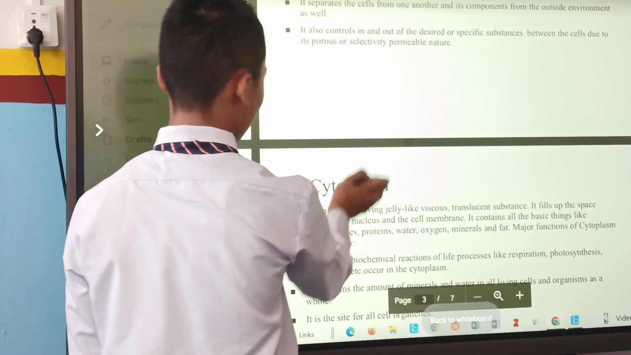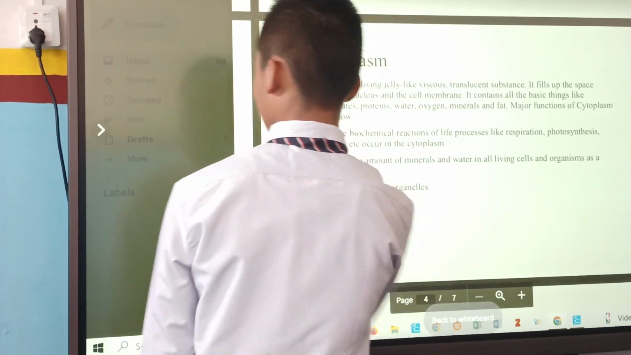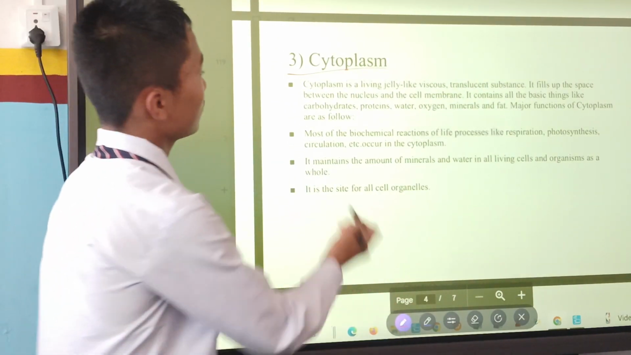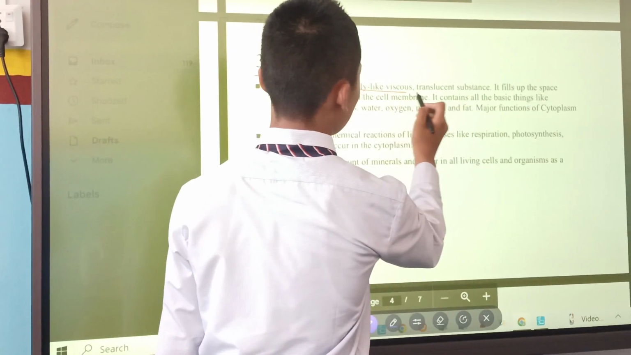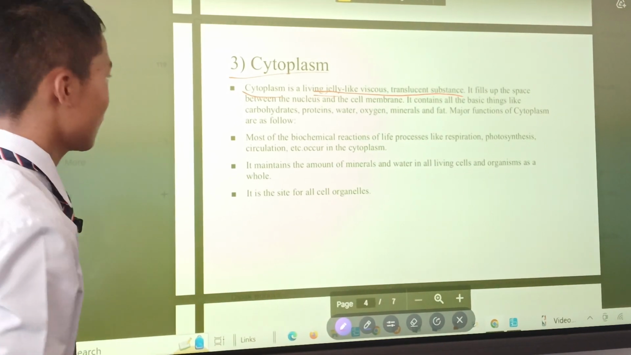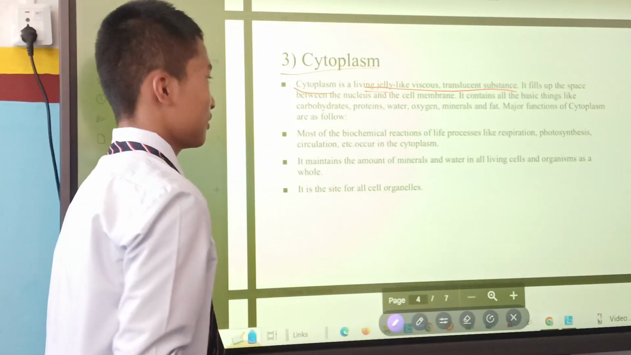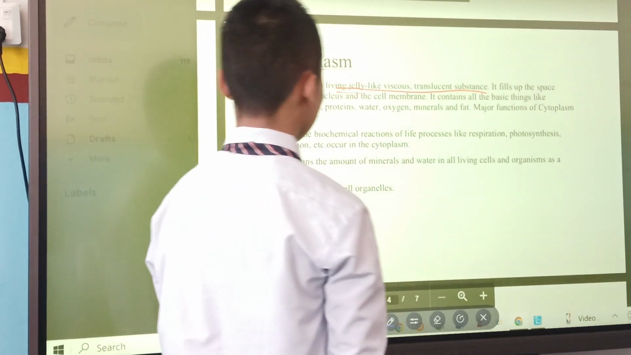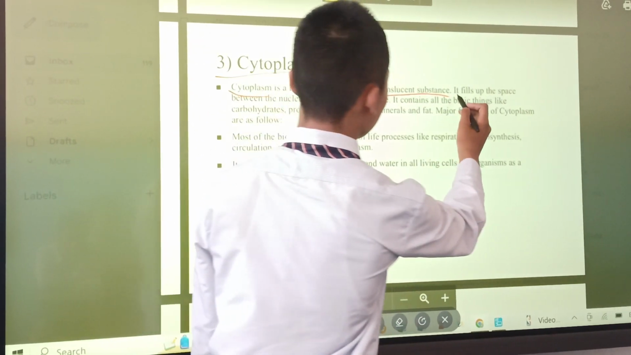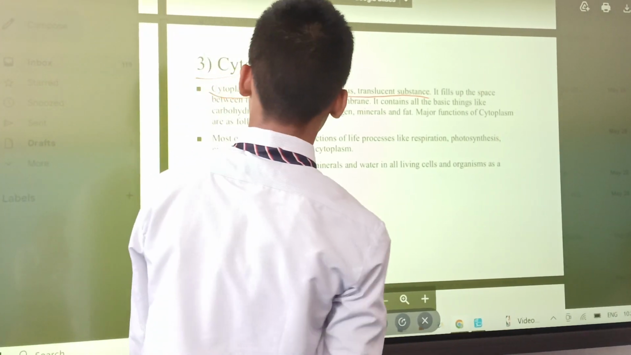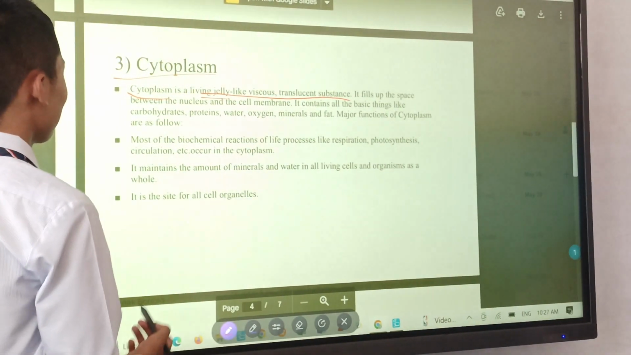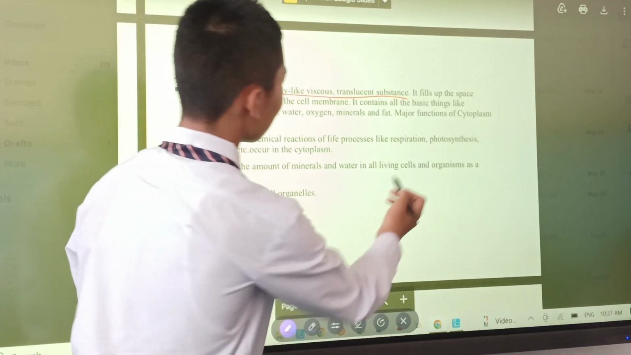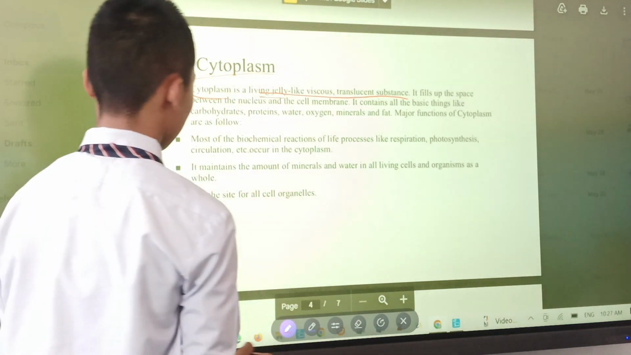Now my third slide is about cytoplasm. Cytoplasm is a living jelly-like viscous translucent substance. It means that cytoplasm is very jelly-like, viscous. Translucent means transparent. It fills up the space between the nucleus and the cell membrane. Oh yeah, I think cytoplasm is also known as protoplasm. It fills up the space between the nucleus and the cell membrane.